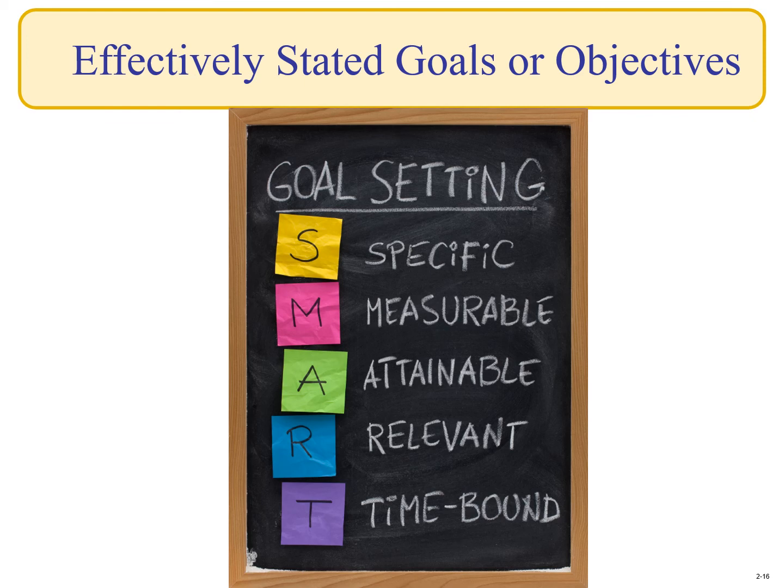Now, effectively stated goals or objectives are SMART, which basically means that if you want to effectively achieve your goals, they should be specific. As we talked about before, these should be specific. You should specifically say, I want to achieve 20% more profit, let's say, by next 3 years. So you have to be really, really specific of what your goal is.